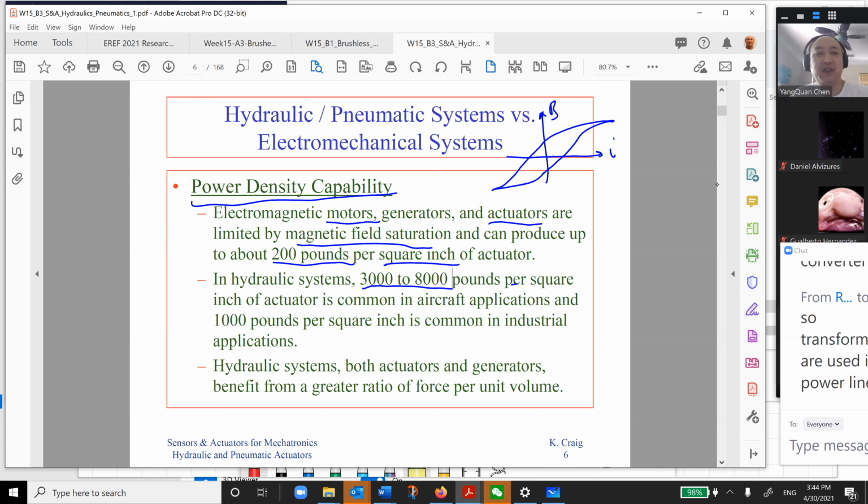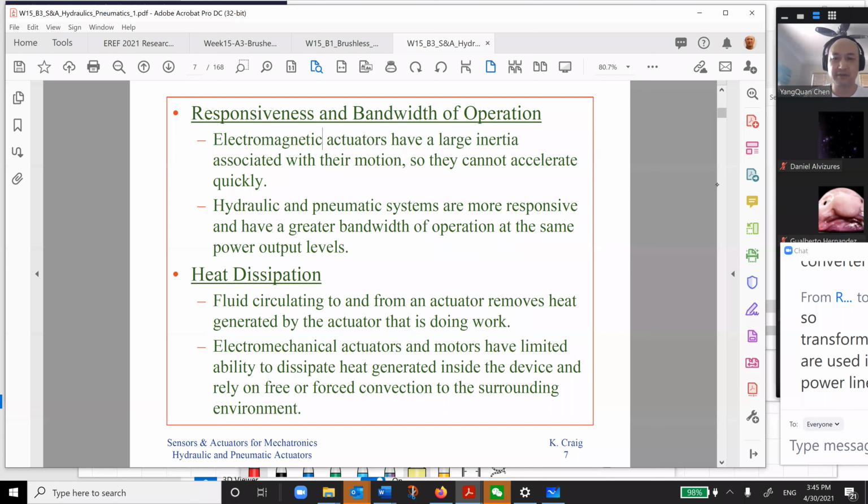Unfortunately, in many industrial applications, like aircraft and so on, you need 1,000 pounds per square inch, okay? In this case, a motor is not usable. You have to use hydraulic or pneumatic. Anyway, I have to stop here. We just have too many things to discuss.